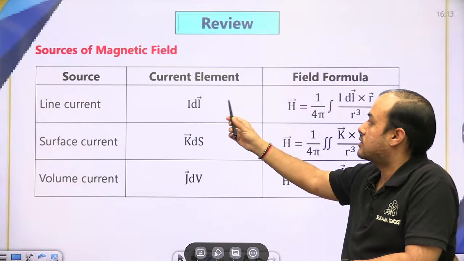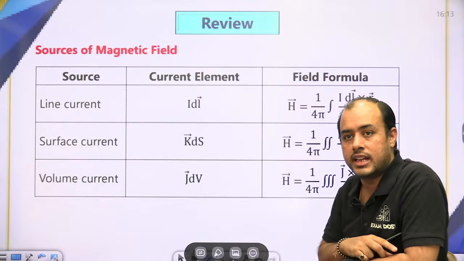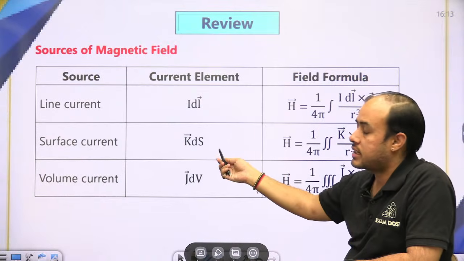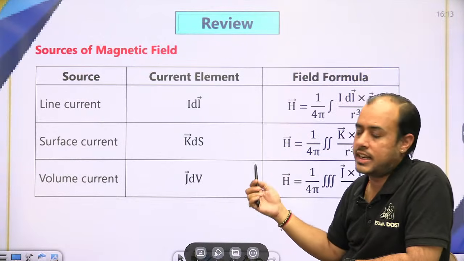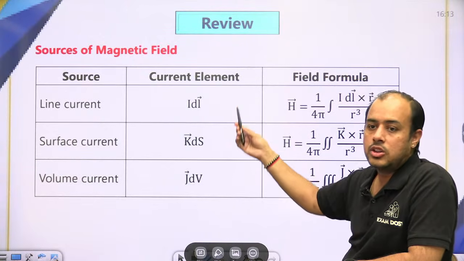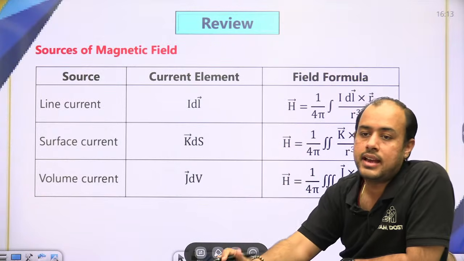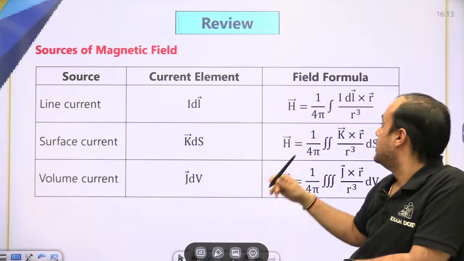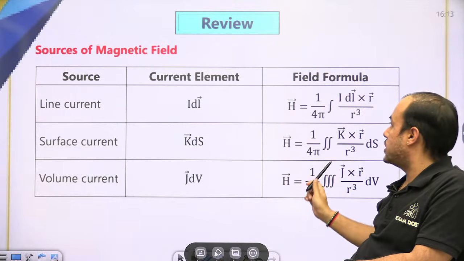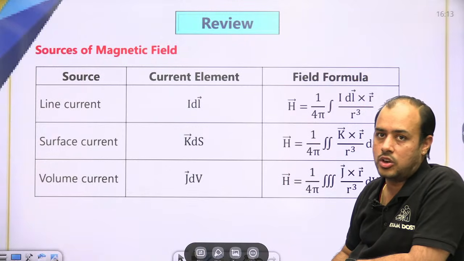So we saw the source of a magnetic field is a line current, current flowing in a wire, a surface current, current flowing at the surface of a solid, and a volume current which we take as JdV. So IDL is the current element, KDS is the current element, and JdV is your current element. So this was the equation for the magnetic field as per the Biot-Savart law.